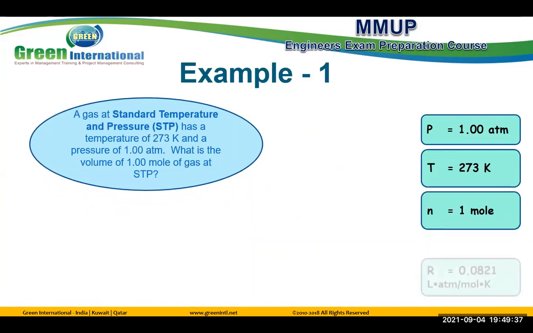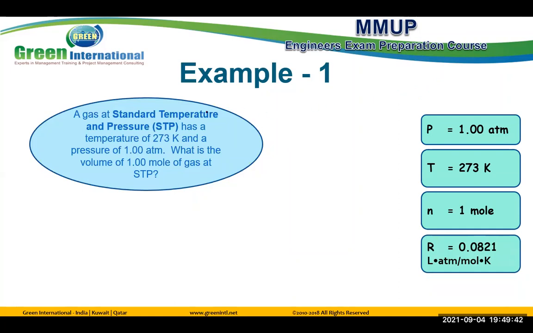Let's check some examples to apply PV equals nRT. I guess at standard temperature and pressure, which means STP. So now we know one of the abbreviations: STP is standard temperature and pressure, which has a temperature of 273 Kelvin and a pressure of 1 atmosphere. What is the volume of 1 mole of the gas at STP? The temperature is 273, the pressure is 1 atmosphere, and the number of moles is 1 mole.